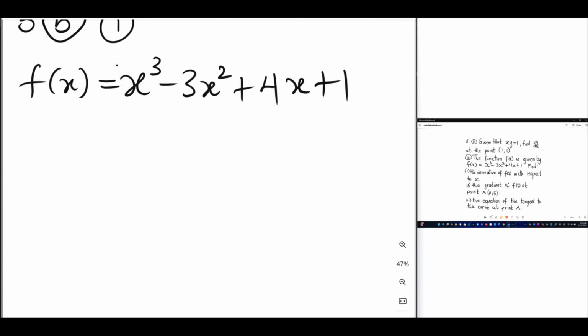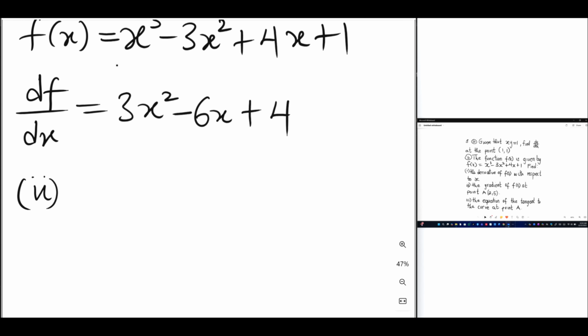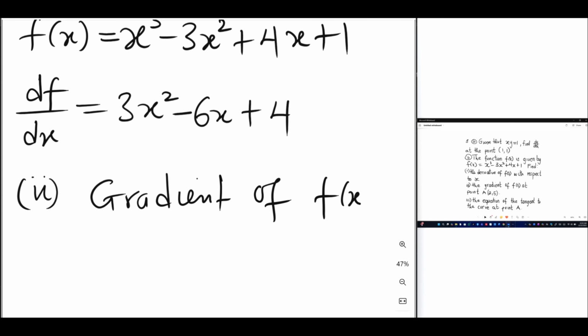So this is what we are going to do: only find df/dx, meaning you are differentiating the function f with respect to x. We differentiate to get 3x squared minus 6x plus 4. All right, we are done with part i, and part ii is saying that we should find the gradient of the same function, f of x, at the point A. The point A has coordinate (2, 5).